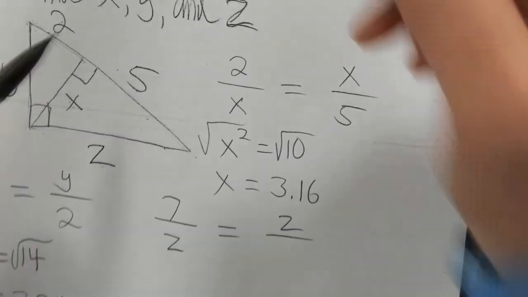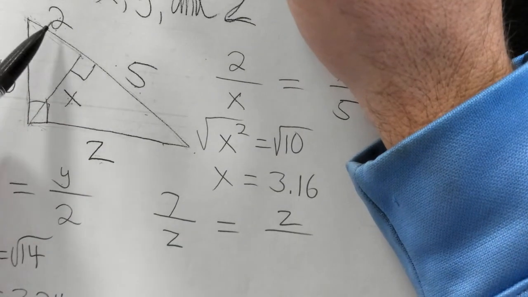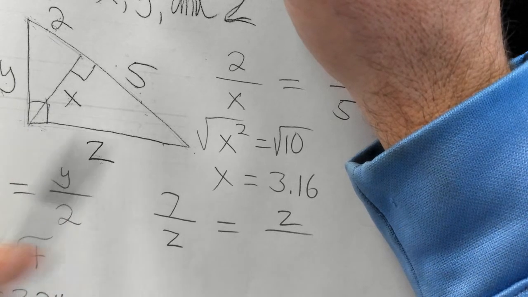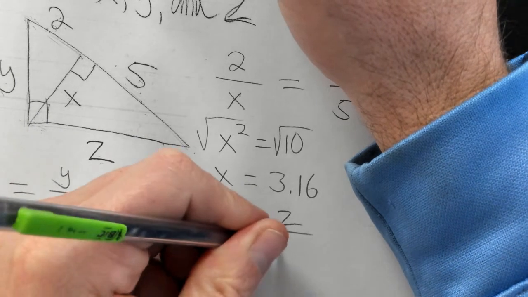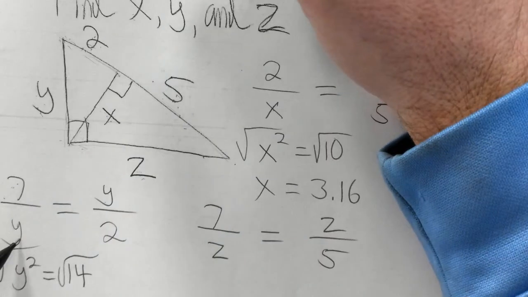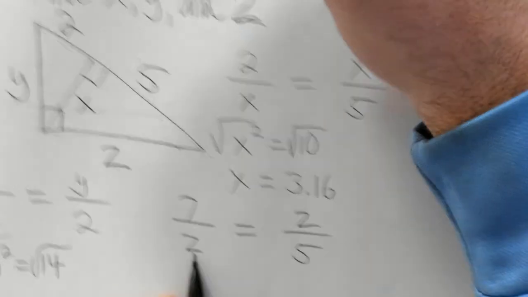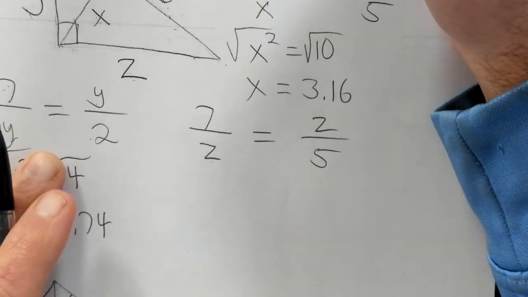Well, what piece of the hypotenuse is connected to Z, 2 or 5? The one that's adjacent or connected to Z, that leg, would be 5. So this is how this one is different than the last one. When you're looking for Y, the one connected to it is 2. But when you're looking for Z, the one that's connected to it is 5. So that's how it differs.